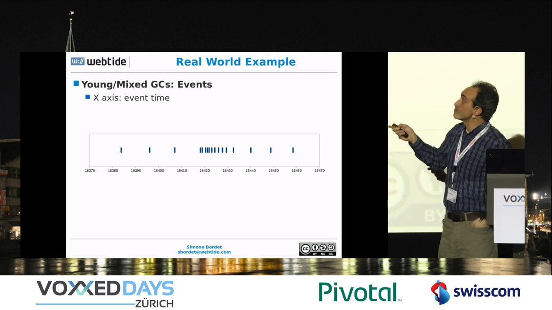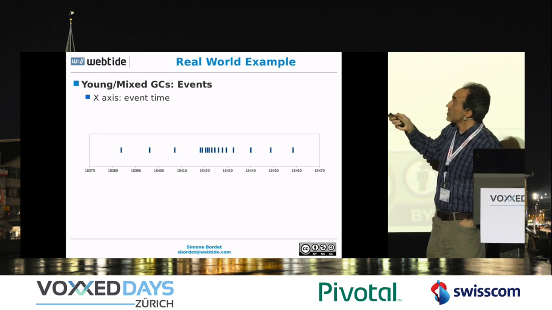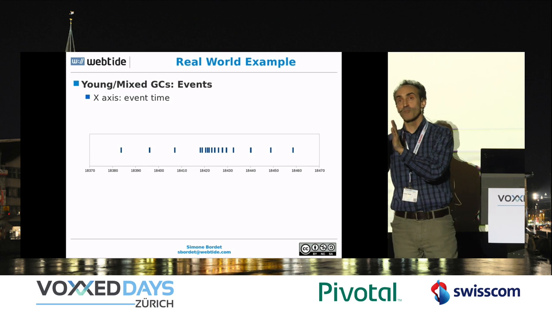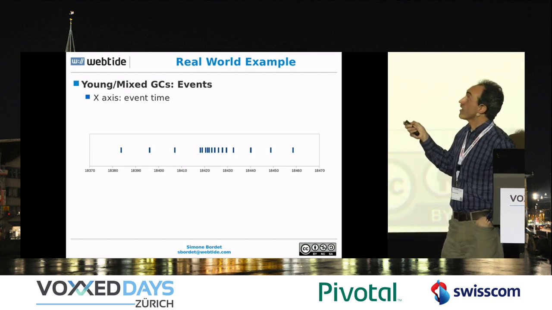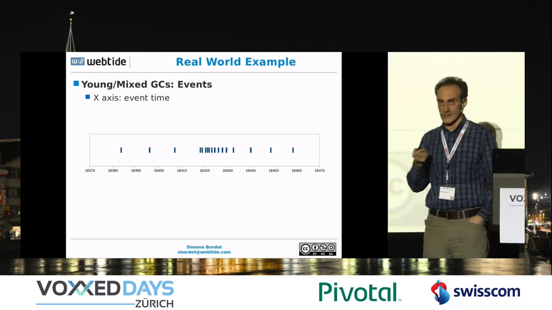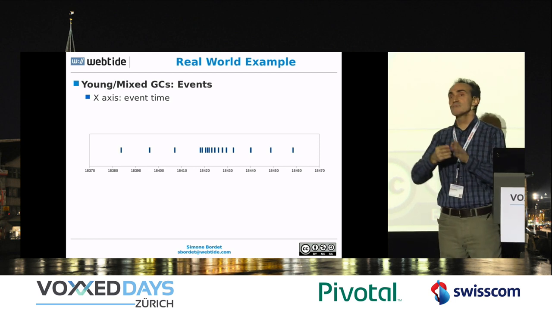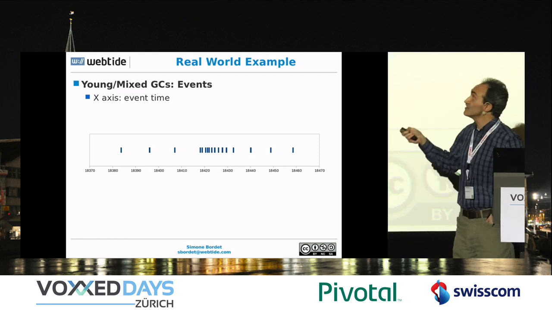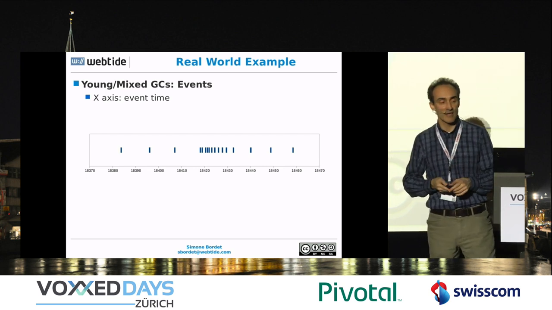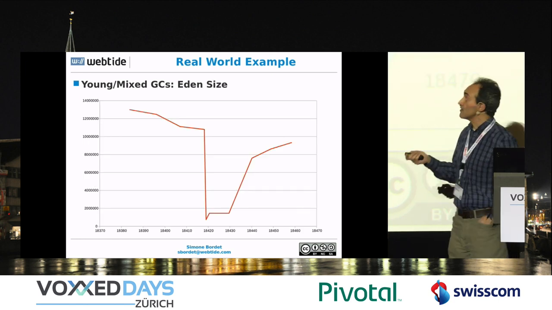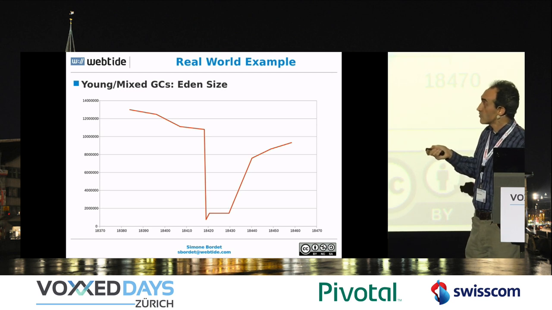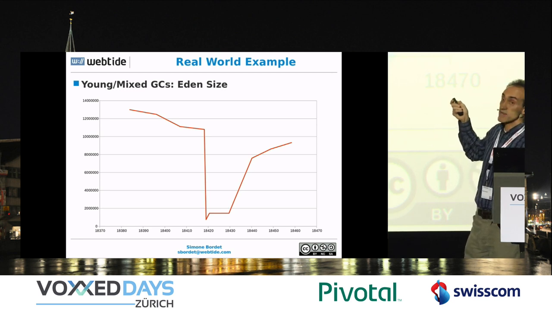So what happens is now, young generation collections, one after another. Finally, I finished processing the mixed GC, and I can enlarge again the young generation and go back to just doing young generation GCs, all right? My young generation is now enlarged again, but during this period of time, I was doing frantically young generation collection one after the other. This is how the graph of the young generation size looked like.